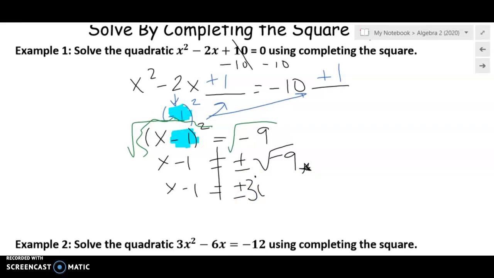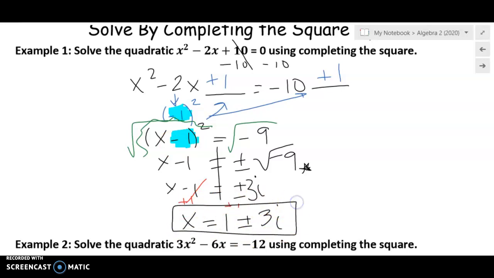The only other thing I have to do to this problem is that 1, I need to undo it, add it to the other side. So I'm going to have x equals 1, plus or minus 3i. And that is my final answer. It's cut off a little bit, but that right there is my final answer.